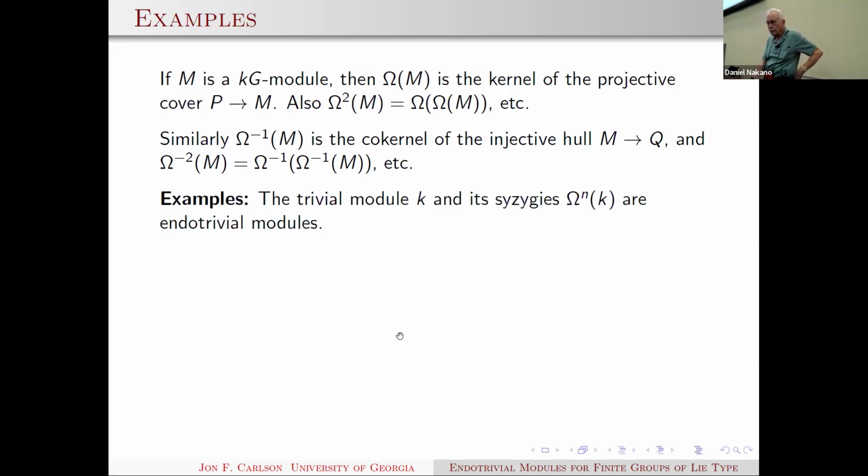That's the notation. And here's the first set of examples. If you take the trivial module and take any omega power of the trivial module, these are endotrivial modules.